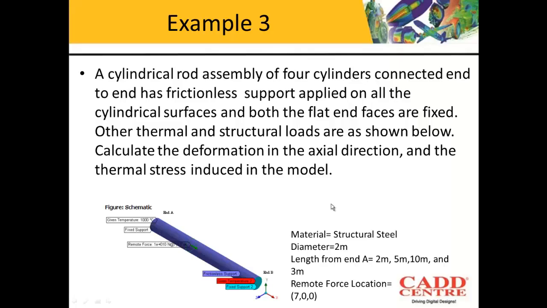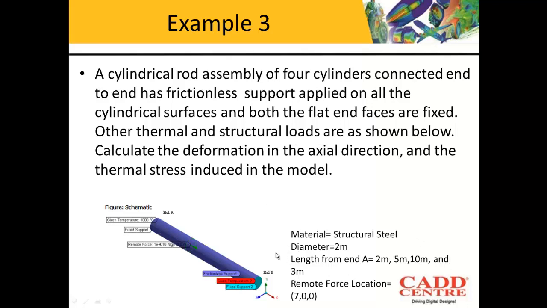Now let us look at the next example for thermal stresses. We have a cylindrical rod assembly of 4 cylinders connected end to end, with frictionless support applied on all the cylindrical surfaces, and both the flat end faces are fixed, as you can see in the image. Thermal and structural loads are shown below. So you can see all the loads that are acting on the body, thermal plus the structural loads.